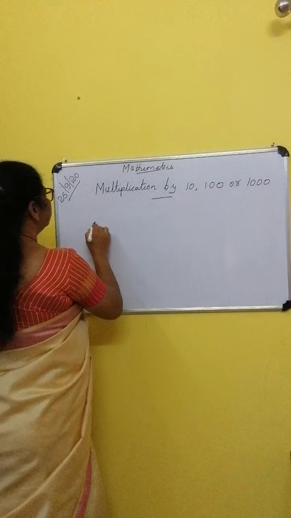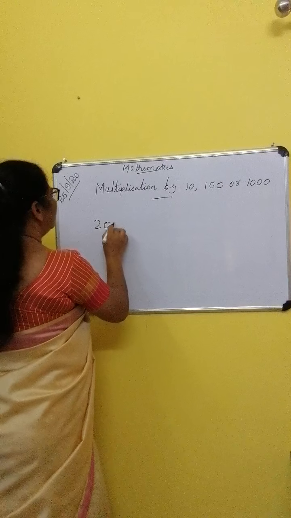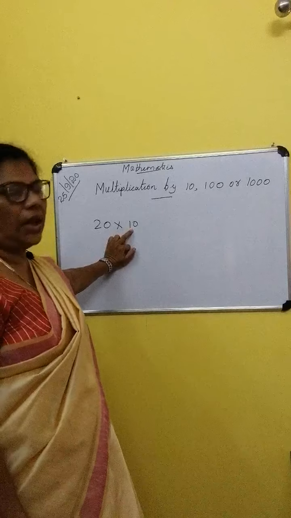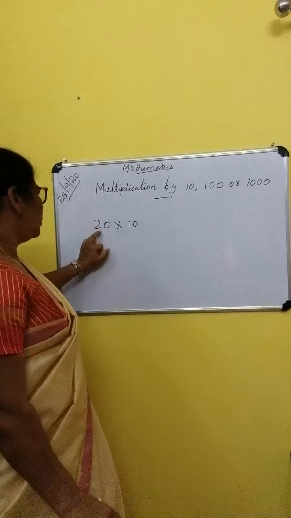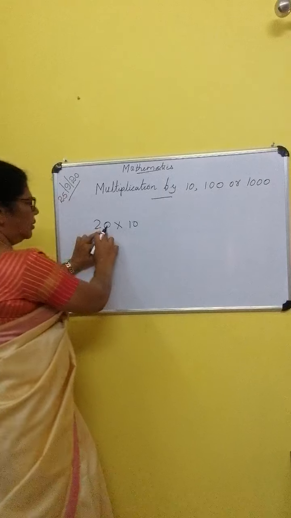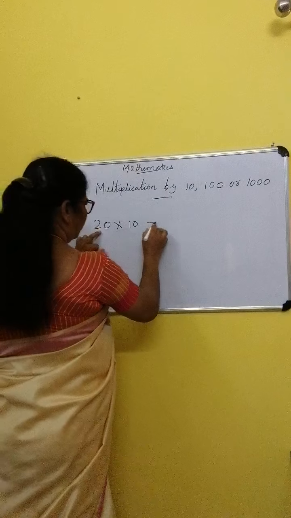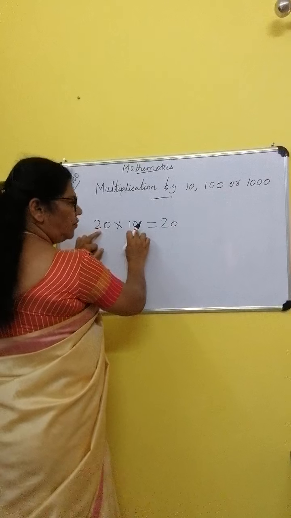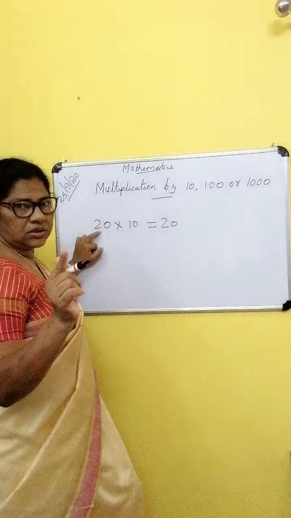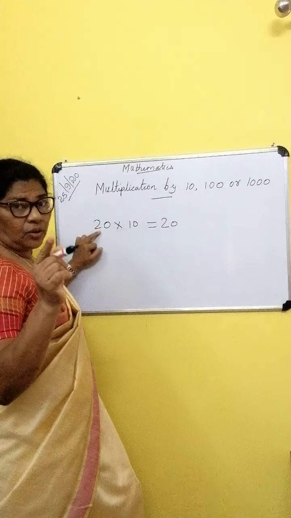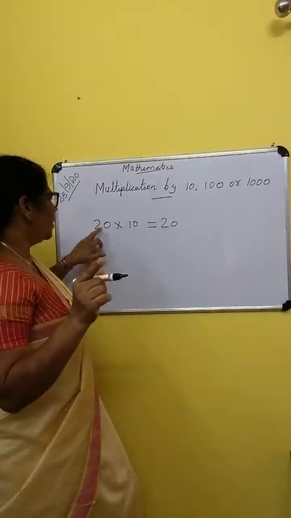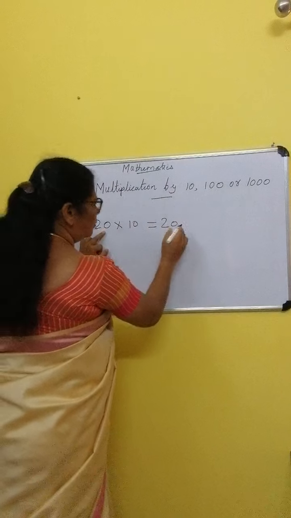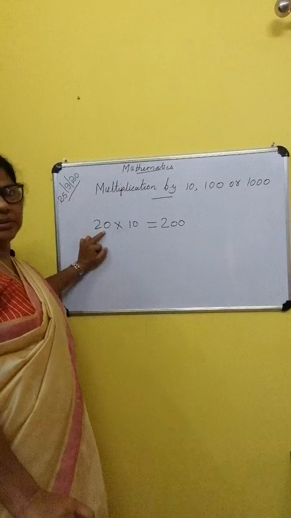Here, 20 into 10. See, first you write this number, multiplicand 20, put equal, write 20, then here 1 0 is there now. When we multiply by 10, put 1 0 to the right of the given number. The given number, that is multiplicand, is 20. Write 20 first, then put 1 0 to the right.